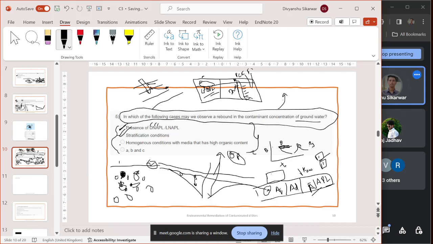Then again, the homogeneous condition. This will be because of absorption. This same concept we studied in case two, where the absorbed soil condition absorbs the organic content. So all three options are correct, which means option 4 is the answer.